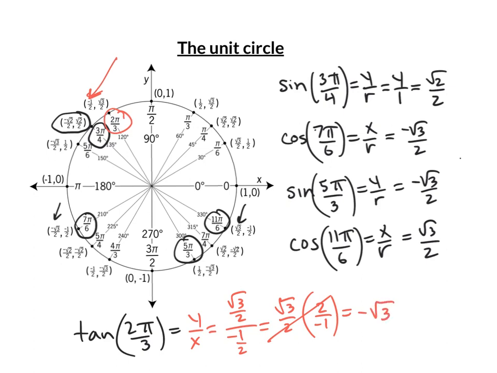So in the unit circle, we use sine is y over r, cosine x over r, tangent y over x, and we can just look at the coordinates because r is always 1, and we can just simply use the coordinates to immediately find the sine, cosine, and tangent of any of those angles.